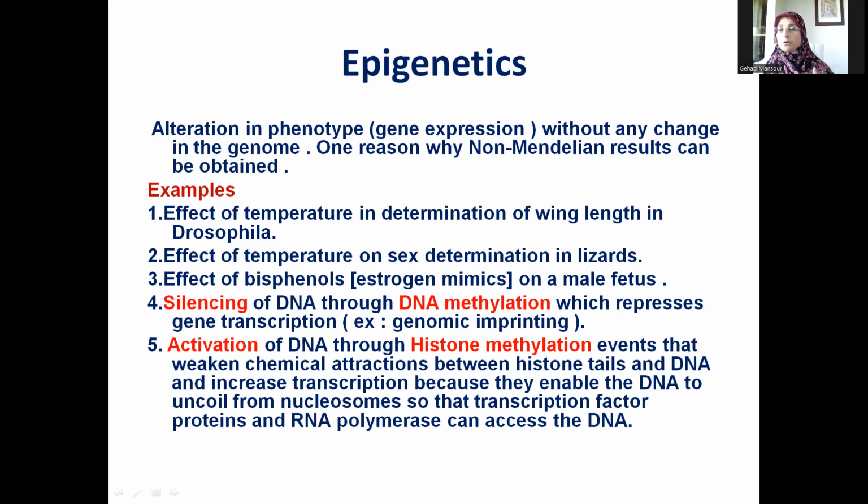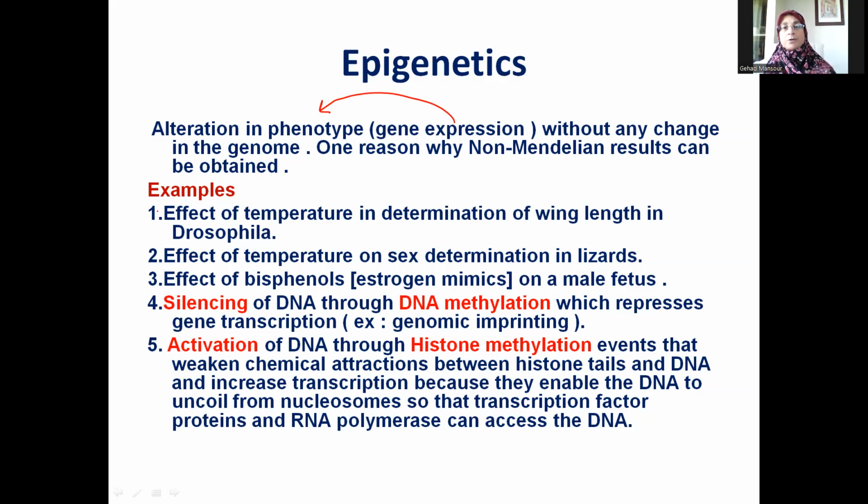So epigenetics includes a change in phenotype, a change in gene expression, because in order for you to obtain a phenotype, the gene should be expressed into a protein. And this alteration in phenotype occurs without any alteration in the genome. And of course, if there is an unusual alteration in the phenotype, and you have a certain genome, you are expecting a certain phenotype and you get a different phenotype because of the environmental changes, and therefore you get non-Mendelian results or results that do not fit with Mendel's ratio.